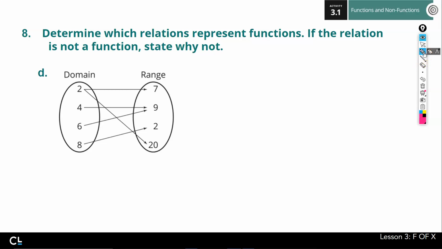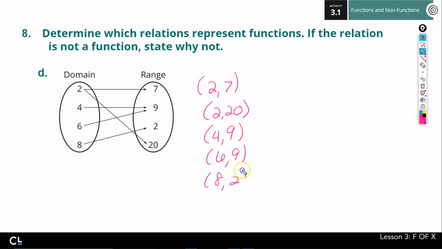Mapping. Let's map them out. 2 to 7, 2 to 20. Are you ready to stop? 4 to 9, 6 to 9, 8 to 2. We could have stopped back here because right here my 2's are repeating, not a function.